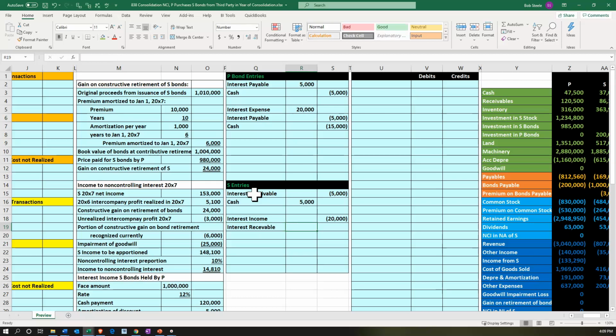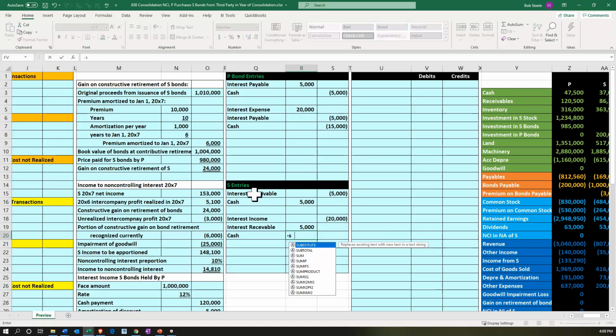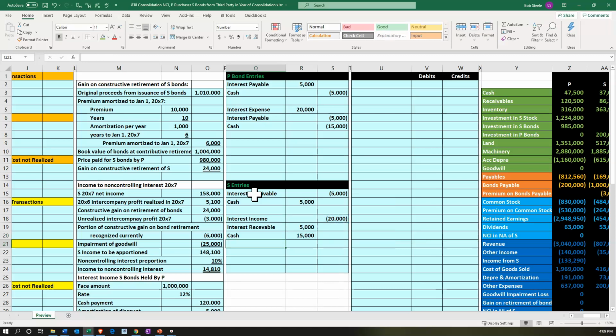Receivable. I don't know, did I spell that right? Then that's going to be the debit for the accrual portion, and then the cash negative sum should be that, and there's the 15.